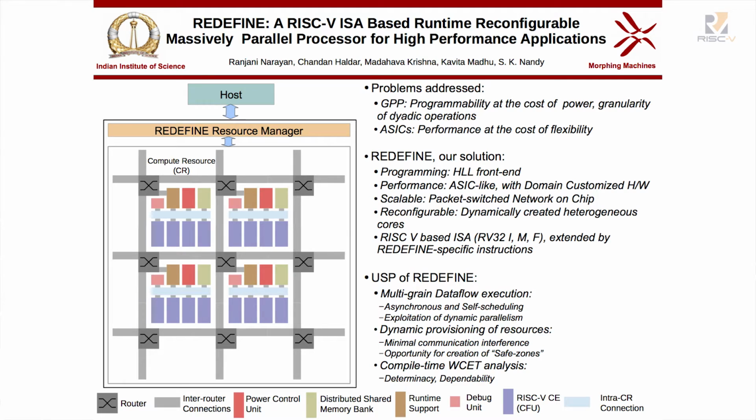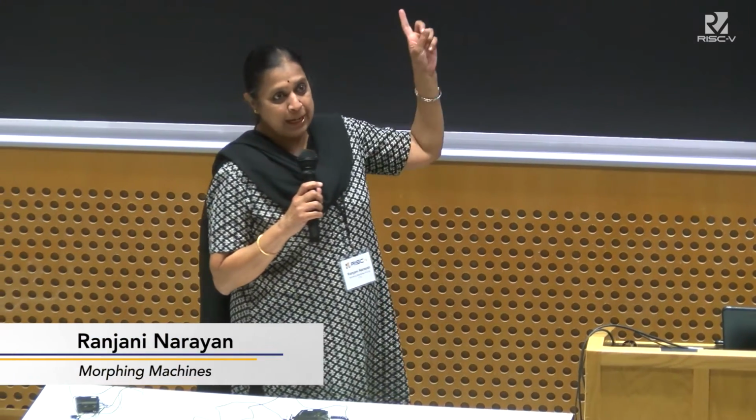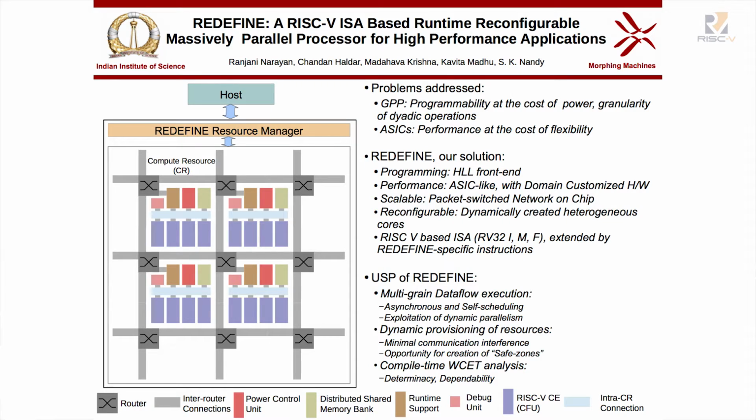Hello, I'm Ranjani. I am from Morphing Machines, the company that was incubated at the Indian Institute of Science in Bangalore, India, the logo you see on the left. We have a multi-processor solution, a little different from the others. That's what we believe in.